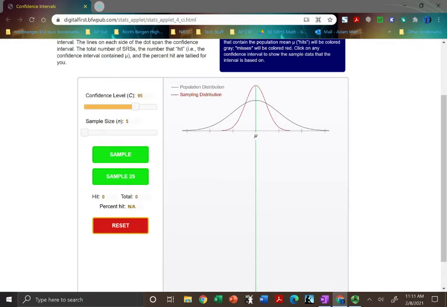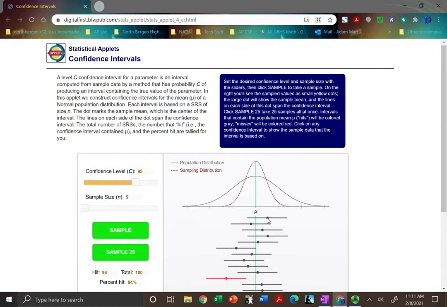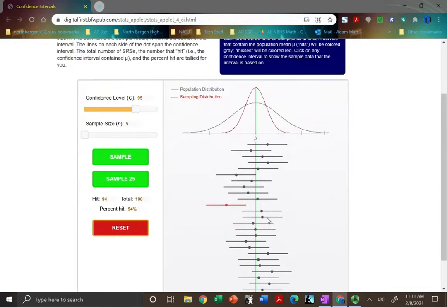So that means there's 25, 25, 25, and 25. There's 100 right here. What happened is 94% of these samples captured the true mean. That's the population mean. Each one of these is a sample, and we developed a confidence interval from these samples. In 94% of them, the confidence interval captured the true mean. It hit the true mean.